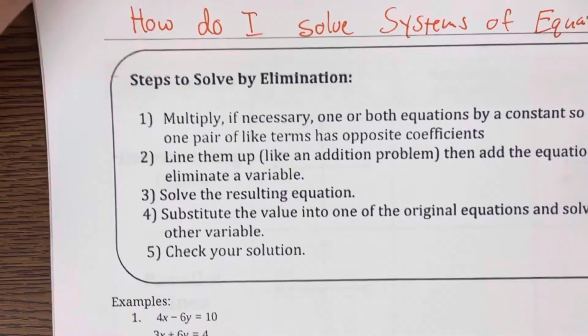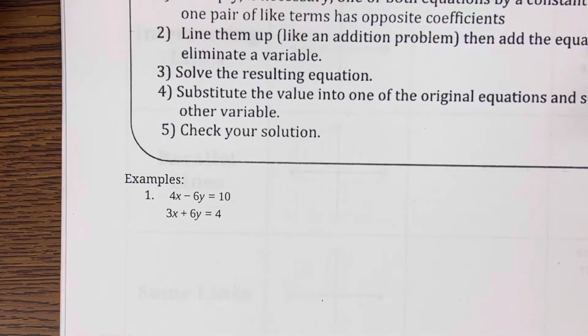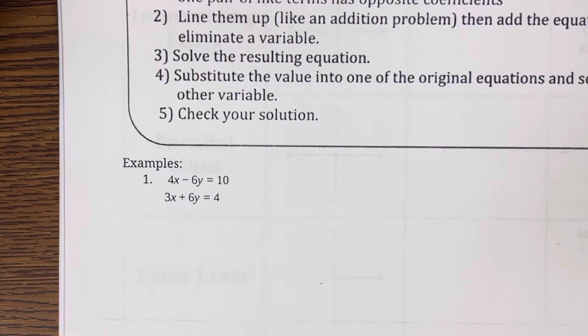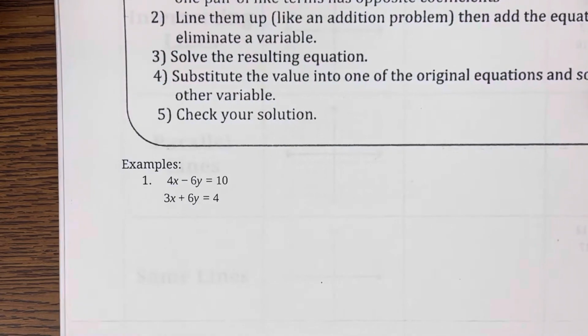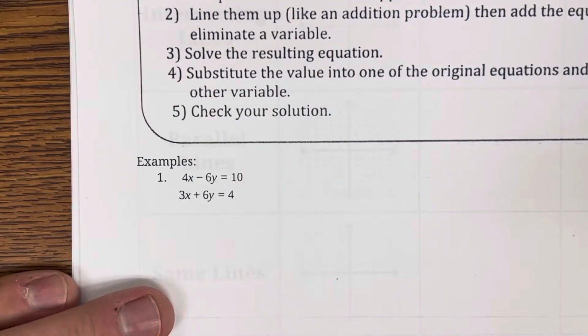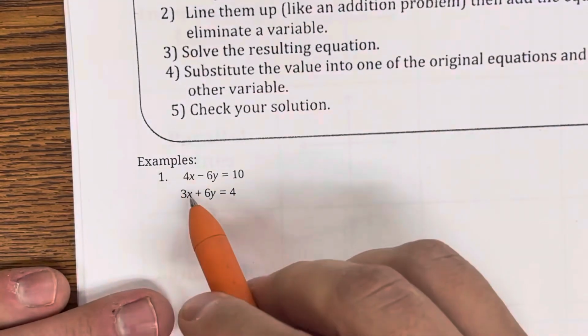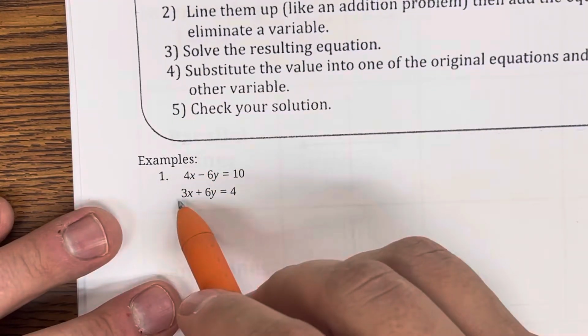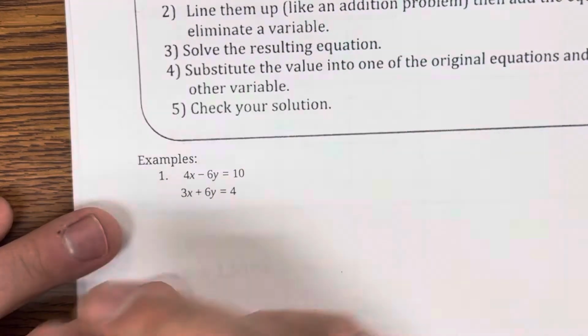All right, after that, we're going to add up the two equations so that one of the variables cancels, and then we're going to solve. Then we'll plug that back into one of the equations to find the other variable. So when I look at the first example, x's are lined up, y's are lined up. We're done with that. It's lined up.